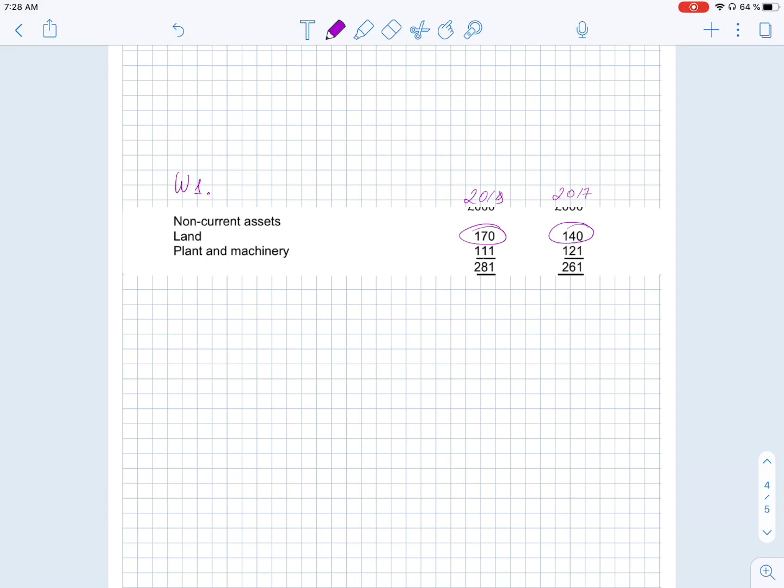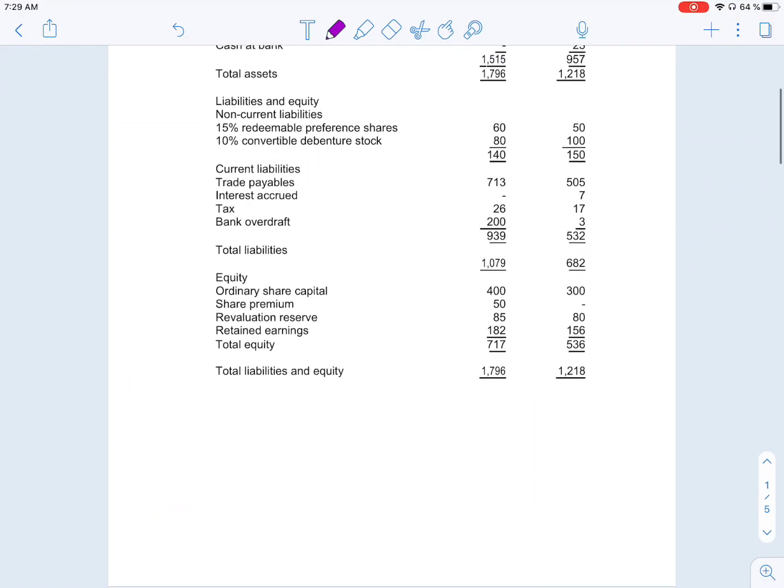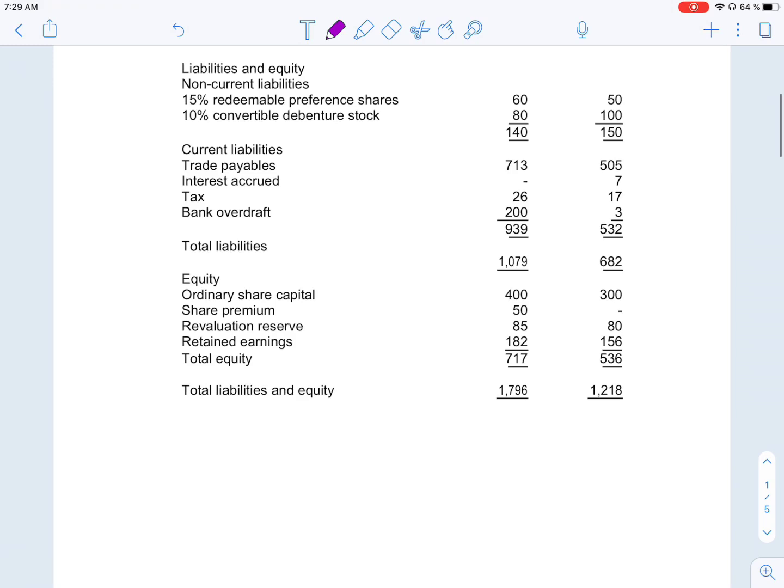But when we talk about revaluation, this could be the only asset which could be revalued, not plant, not machinery, not vehicles, but land and sometimes buildings. I mean in your principles of accounting subject. So we have to consider revaluation reserve here, and we have it here, so we have to consider the change.